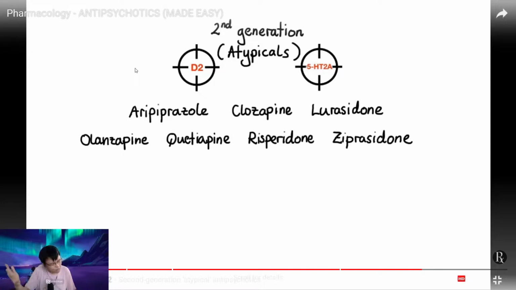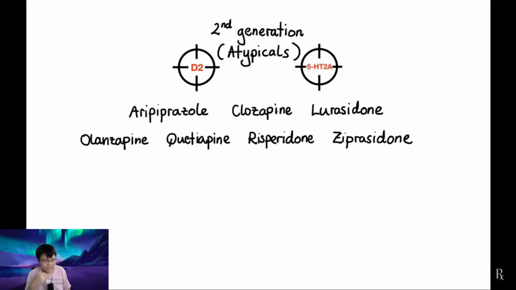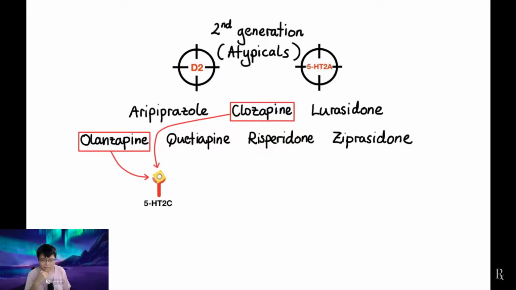And of course, the primary reason being affinity, relative affinity. So second gen, third gen even, they have higher affinity for 5-HT2A relative to the D2 receptor. As a result, the side effects of second-generation agents can vary depending on the drug's receptor binding profile. So, for example, atypical antipsychotics that have strong affinity for serotonin receptor subtype 2C, such as clozapine and olanzapine, may cause metabolic side effects, including weight gain, hyperglycemia, and dyslipidemia.